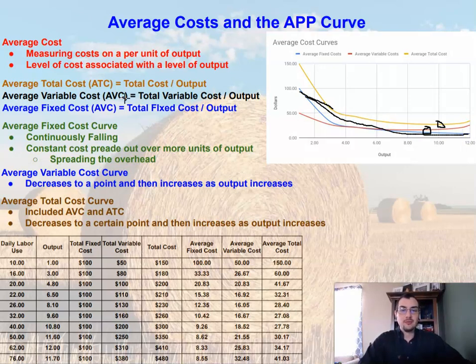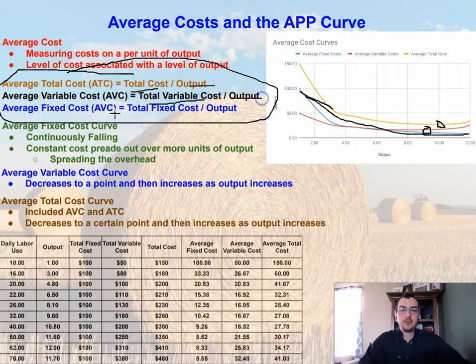But the key things to remember out of this slide is how do you calculate these three components? How do you calculate average total cost? We're going to take total cost divided by output. How do you calculate average variable? We're going to take total variable divided by output. How do we calculate average fixed? We're going to take total fixed divided by output.